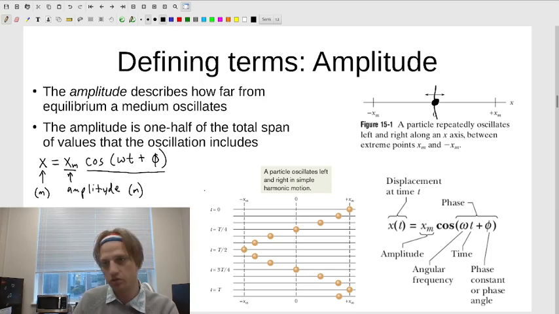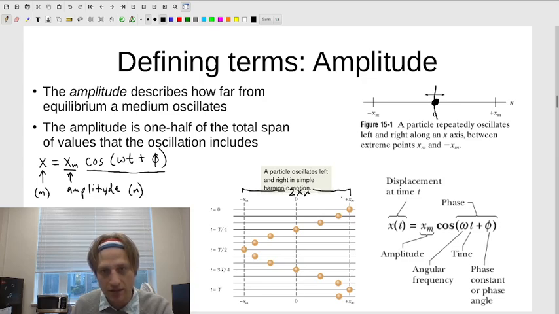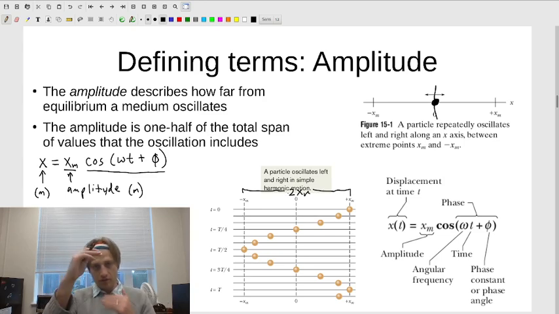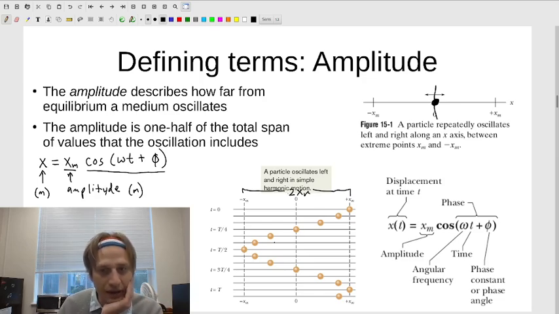Now here's what I want to make sure that everybody notices. Our particle is going back and forth between plus x max and minus x max. And that means that if you just look at the distance between the maximum and the minimum, you would actually get a distance of 2 x_m. So that distance from one side to the other is not the amplitude. The amplitude is half of the span of the total distance that our particle traverses.